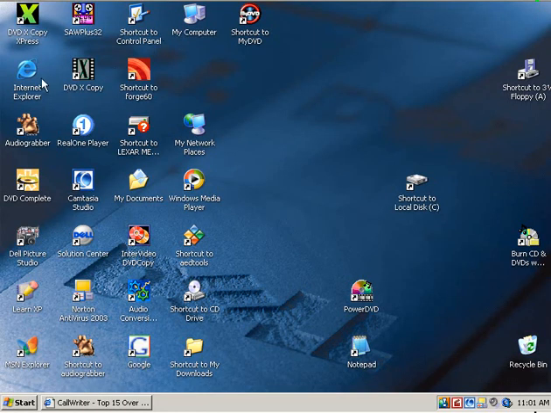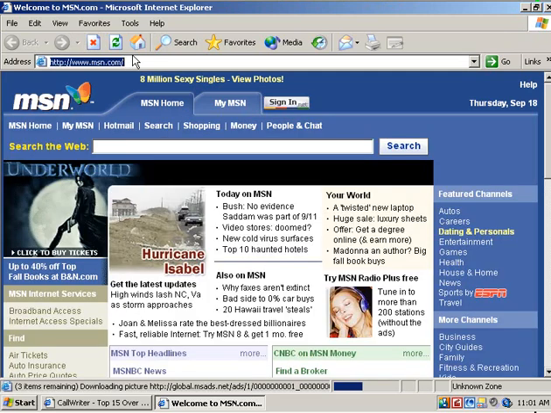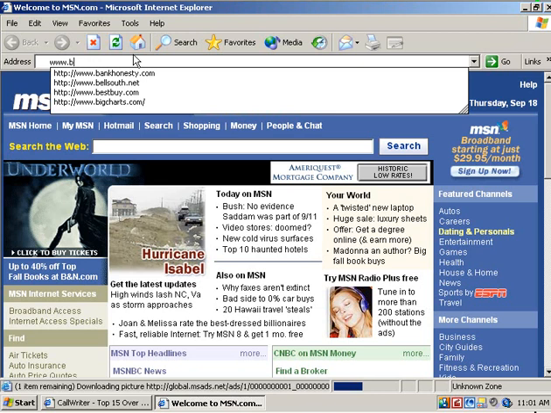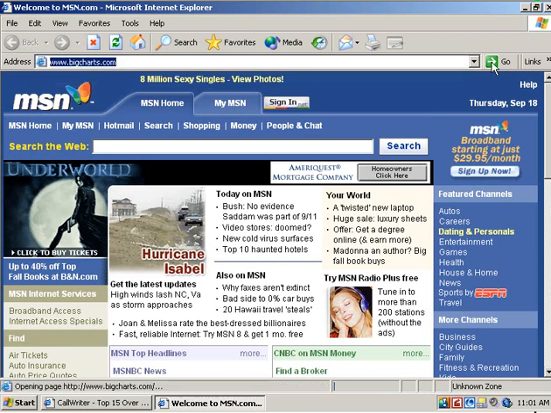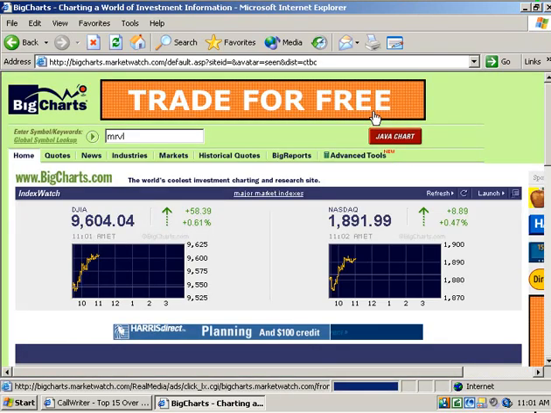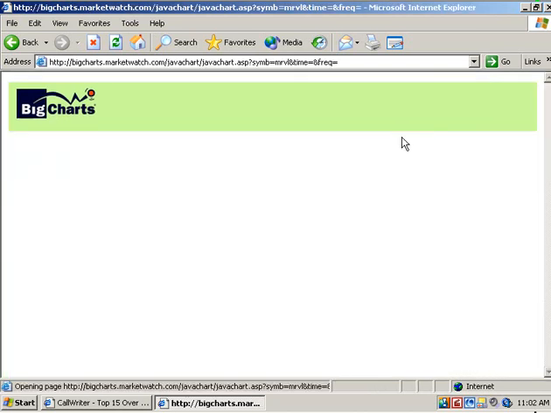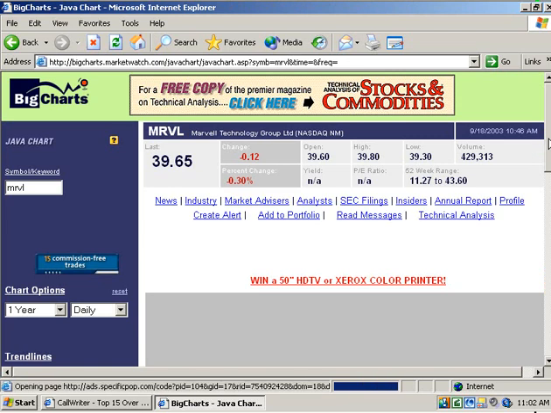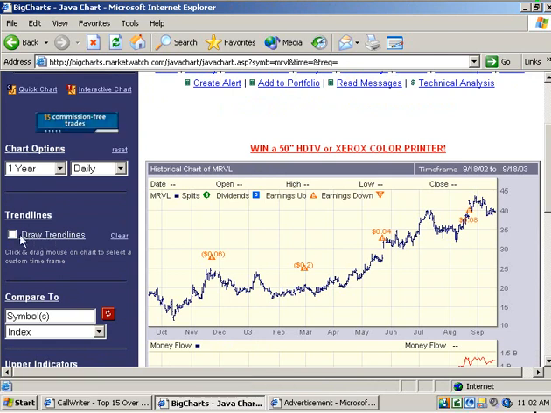We're going to close out of Carl Ryder and go to big charts. So definitely we need to go to www.bigcharts.com. Once we go to bigcharts.com, we will be able to draw our trend line and also set our lower indicators. First thing we want to do is click on the Java chart. Let's go ahead and do that. And next thing, we're going to scroll down here till we see draw trend lines. And then we're going to put a check mark by left clicking the mouse.